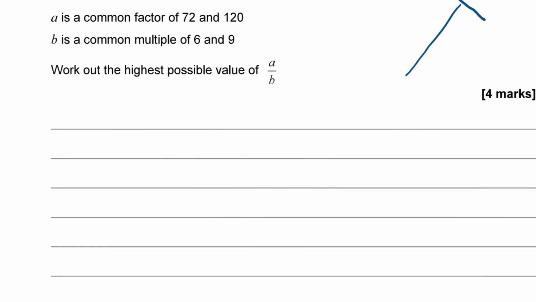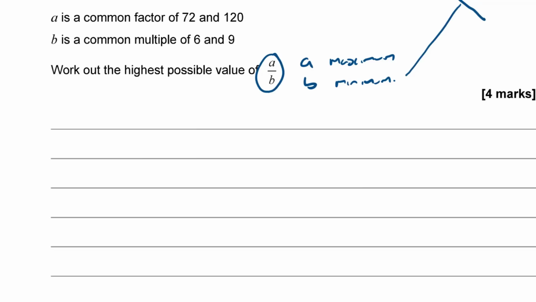A is a common factor of 72 and 120, and B is a common factor of 6 and 9. Work out the highest possible value of A over B. So this fraction is going to be its biggest when A is at its maximum value and B is at its minimum value, isn't it? You'll get a bigger number if you divide by a smaller denominator.